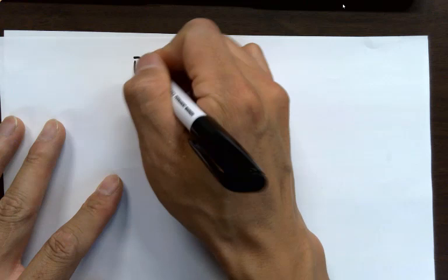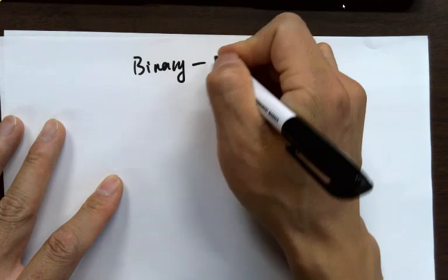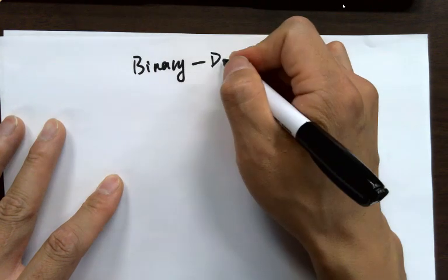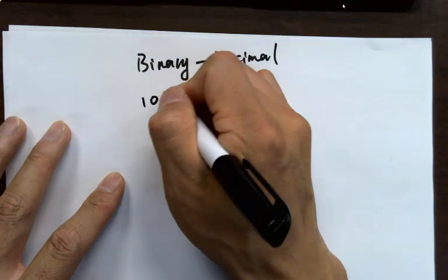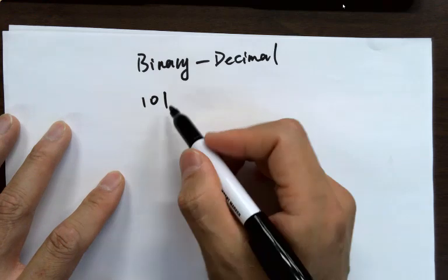I think these are easy. Let's just go through that really quick. Binary to decimal. Let's give shorter, easier examples: 101.